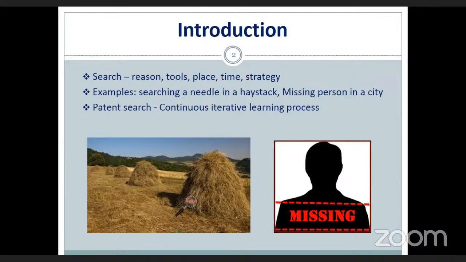It is similar to the idea that, with the help of a magnet, you can identify a needle in a haystack. In the second picture I have given, some person is missing, and how can you do a search? How can you find a missing person?